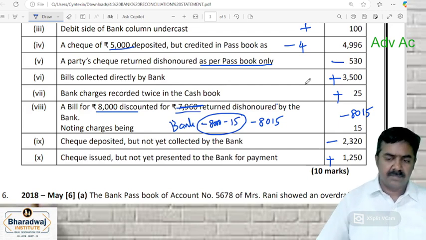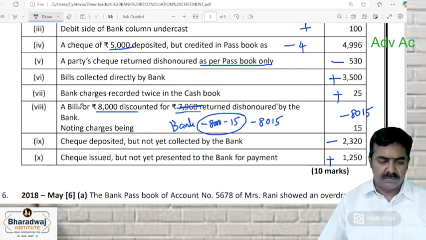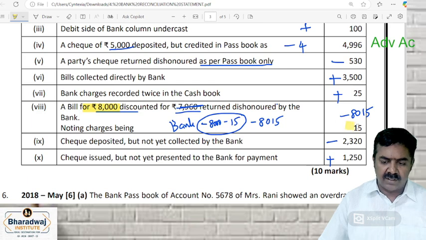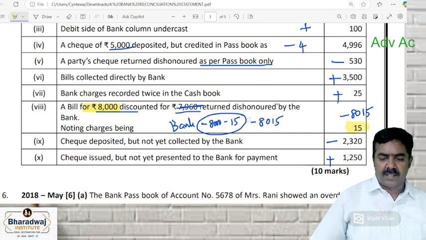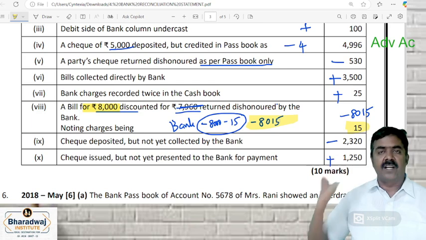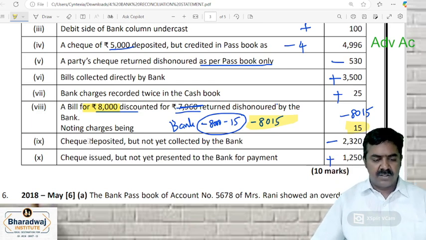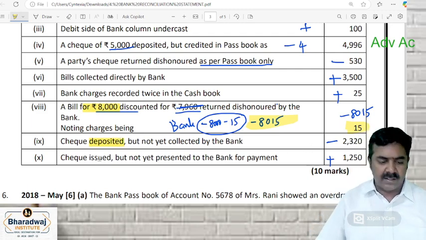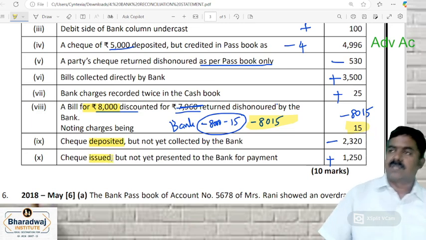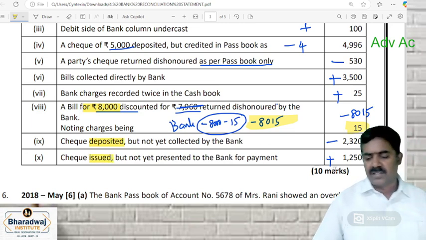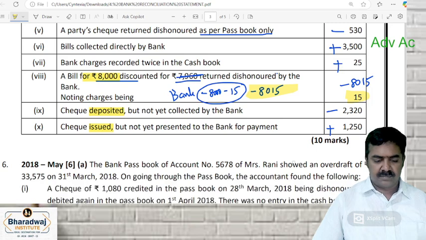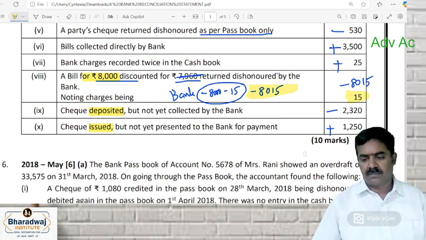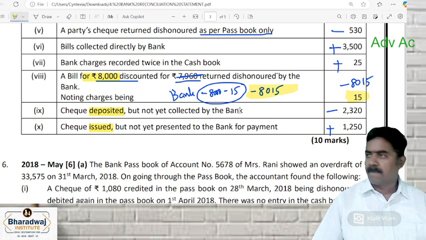Do this entry. Okay, the bank has deducted 8,015, we have deducted it, the customer did not deduct. We should add back, but OD starting, we change the sign. Checks deposited. The customer would have added, we should also add it, but OD starting, minus. Checks issued, the customer has reduced, we should also reduce it. OD starting, minus, add. Done now.